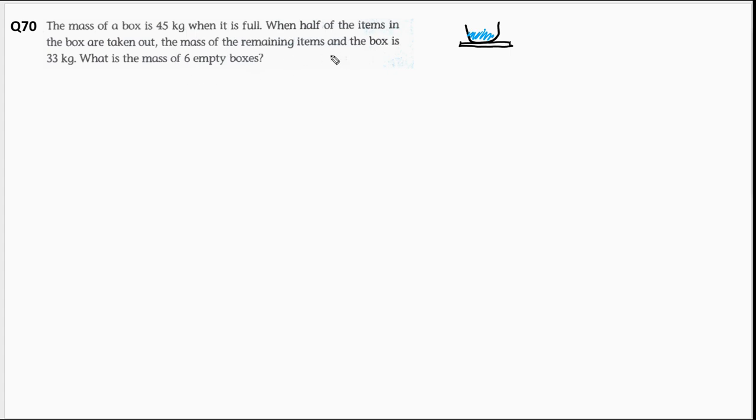And you have to notice that what they are doing is talking about the box as the contents and the box itself being separate parts of the total mass. Once you've noticed that and got your head around that, this really isn't difficult. So let's draw this. The mass of a box is 45 kilograms when it is full. When half of the items in the box are taken out, the mass of the remaining items and the box is 33 kilograms. So we're going to draw a bar for our box.